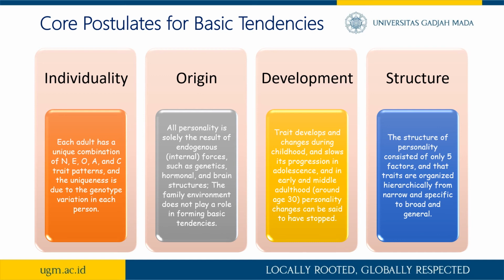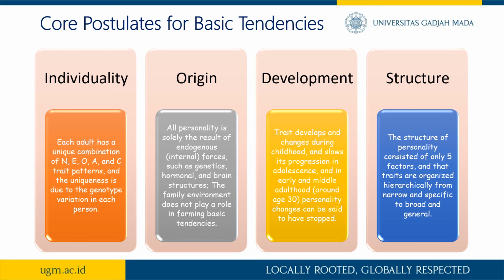So there are four core postulates for basic tendencies. First, that relates to individuality. Each adult has a unique combination of the NEO-AC, so neuroticism, extroversion, openness to experience, agreeableness, and conscientiousness trait patterns. And the uniqueness is due to the genotype variation in each person.